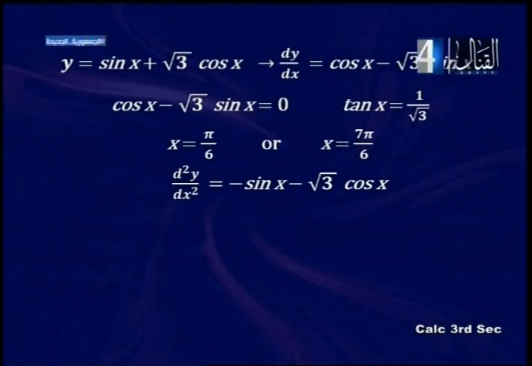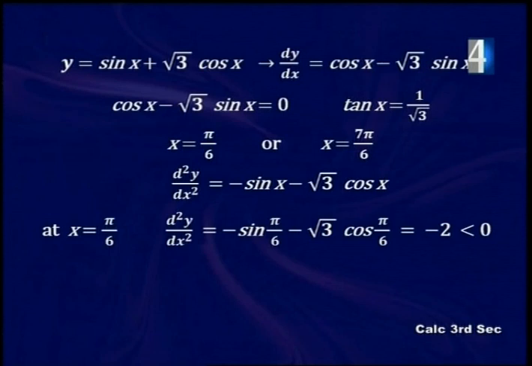Now what is the second derivative? The second derivative, d2y/dx squared equals negative sine x minus root 3 cosine x. Now at x equal pi over 6, then d2y/dx squared equals negative sine pi over 6 minus root 3 cosine pi over 6, which equals negative 2. Negative 2 smaller than 0. Then the second derivative is negative at x equals pi over 6.